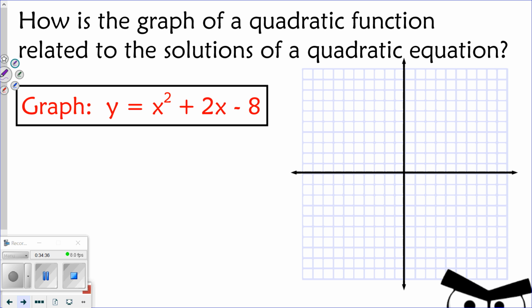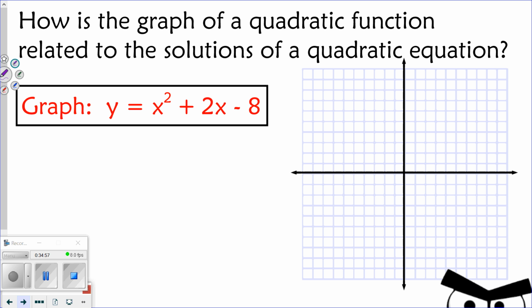So how is the graph of a quadratic function related to the solutions of that equation? Last chapter, the whole focus was solving quadratic equations. We found the answers. How does that relate to the graph? Does anybody know before I even get into it?